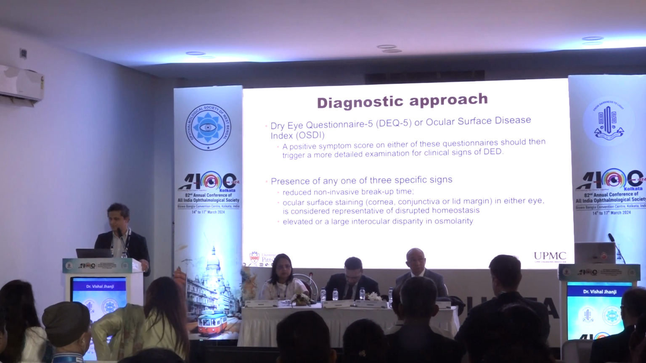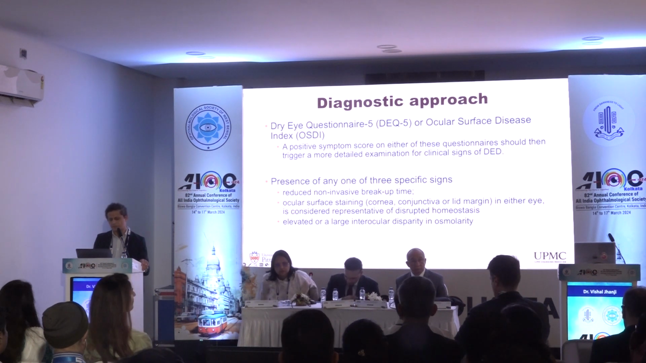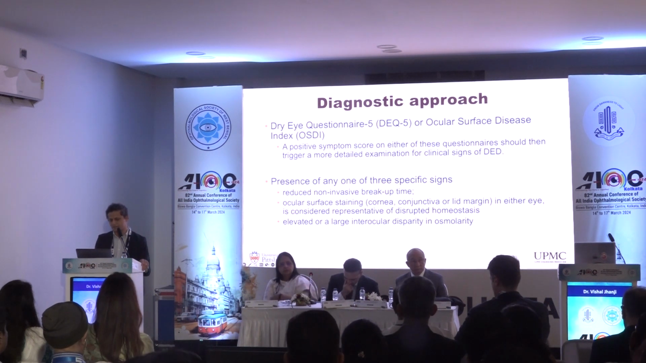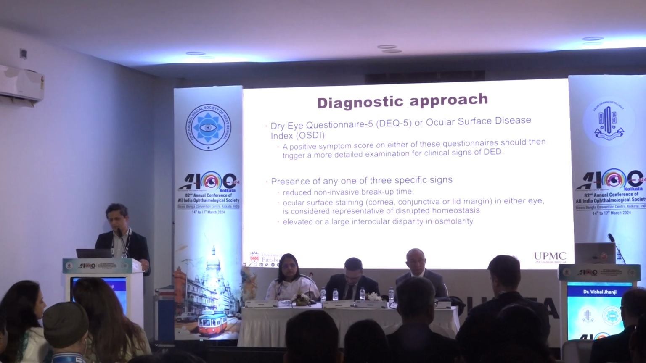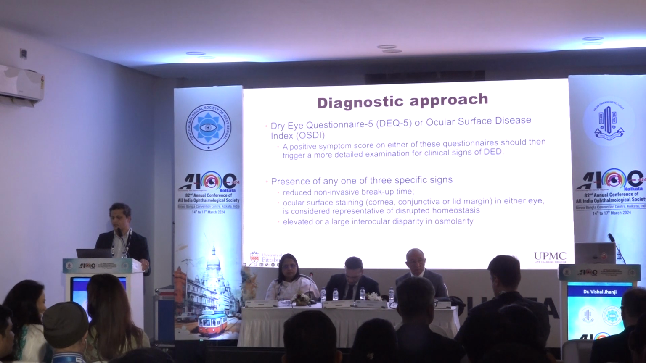Presence of any of these three specific signs indicates dry eye disease: reduced tear breakup time, which can be invasive or non-invasive; any ocular surface staining, whether on the cornea or conjunctiva in either eye; and elevated or large interocular disparity in osmolarity.